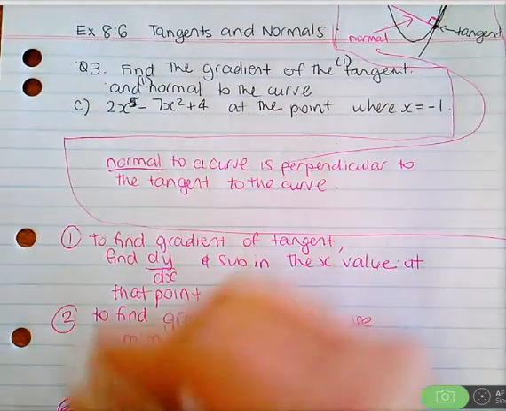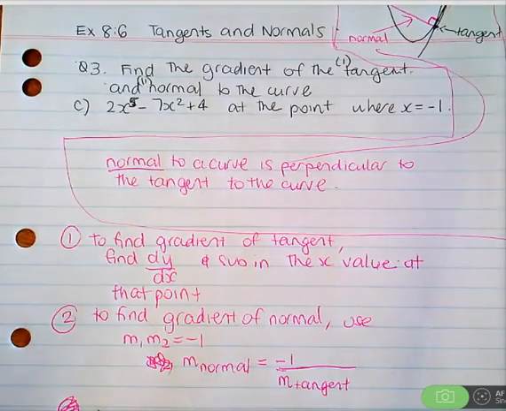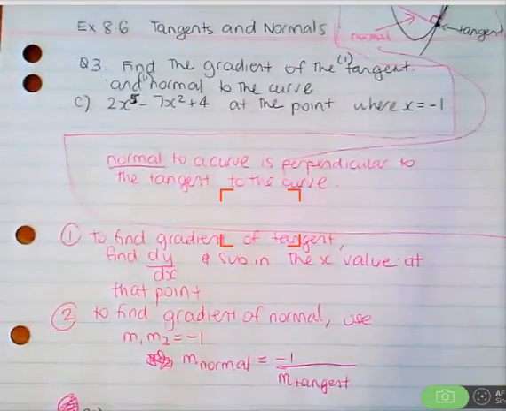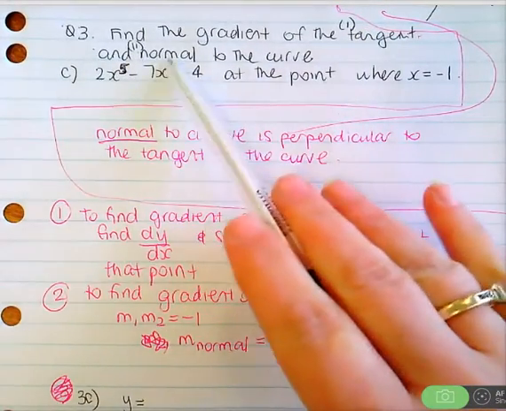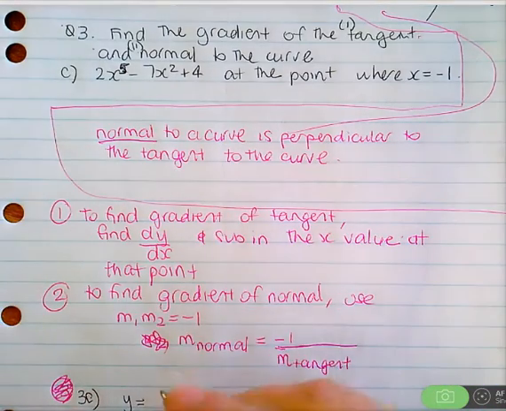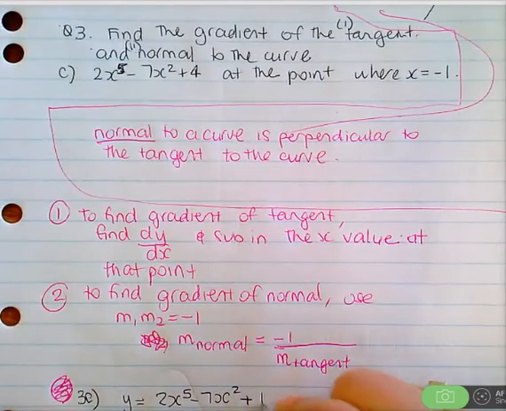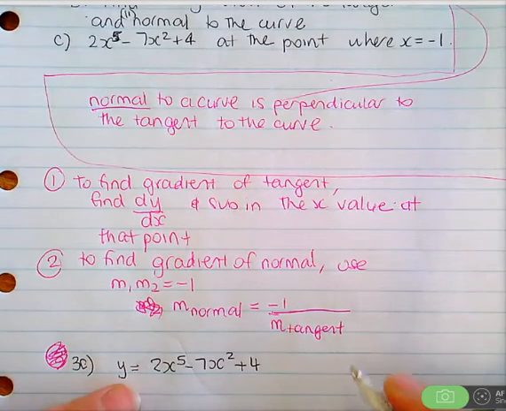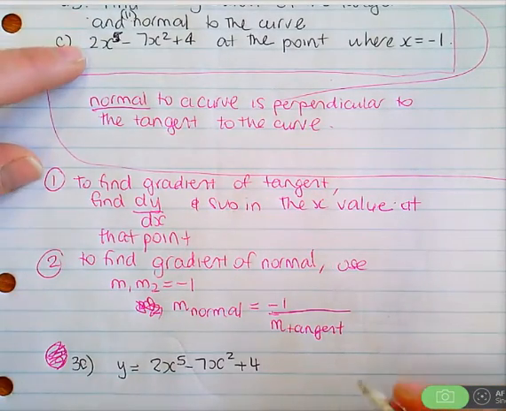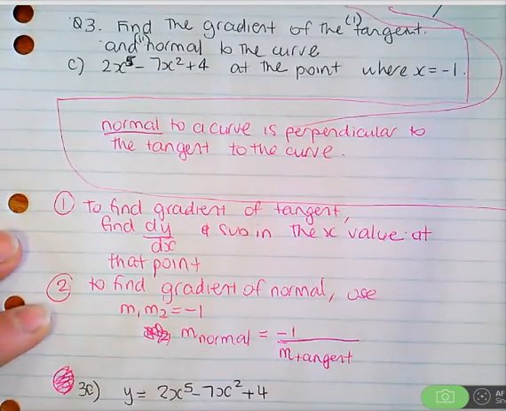All right, let's do question C. This is question 3C from your textbook. Find the gradient of the tangent and the gradient of the normal to this curve. The curve is y equals 2x to the power of 5 minus 7x squared plus 4. We want the gradient of the tangent and the gradient of the normal to the curve at the point where x equals -1. Okay? So you got that question up there?